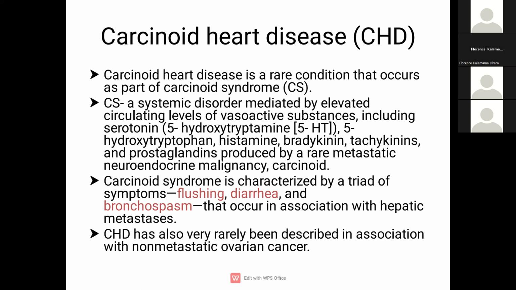Now, carcinoid syndrome is characterized by a triad, the flushing triad of symptoms: flushing, diarrhea, and bronchospasm. And this can occur in association with hepatic metastasis. Now, carcinoid heart disease has also been rarely described in association with non-metastatic ovarian cancer. That's carcinoid heart disease associated with non-metastatic ovarian cancer.